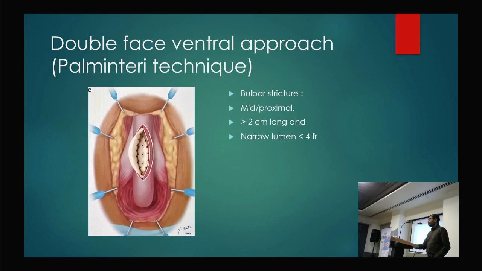Another double face approach, when there is a bulbar stricture more than 2 centimeters with a narrow lumen, is the ventral approach as described by Palminteri, where he doesn't dissect dorsally. He opens the spongiosum ventrally, incises the stricture segment dorsally, puts an inlay there and then puts a ventral onlay. So here the dorsal inlay and ventral onlay is the Palminteri technique.